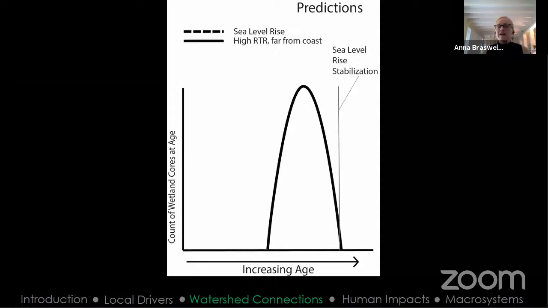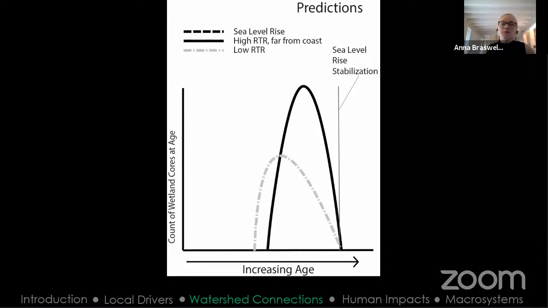We would also expect that places that have a high river to tide ratio, or are river dominated, so they have a big sediment supply from that river, would also form around the same time period, because there'd be enough sediment for those places to raise their elevation and really form quickly after the rate of sea level rise stabilized.